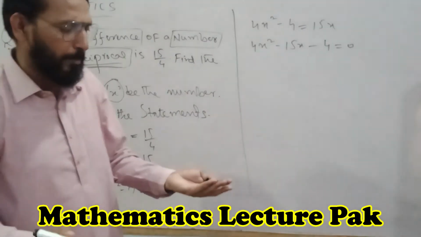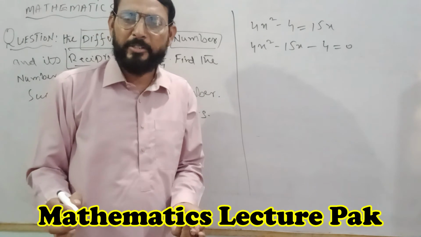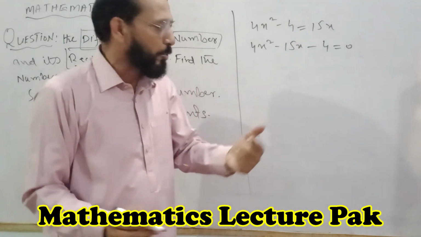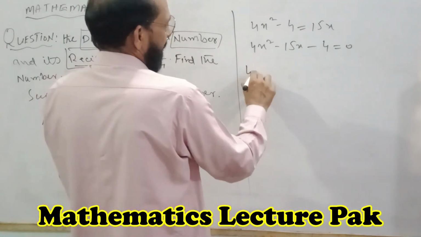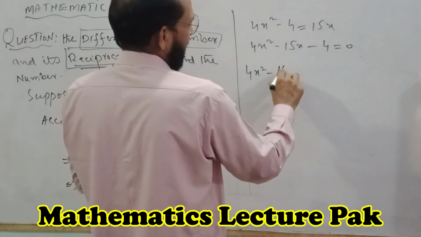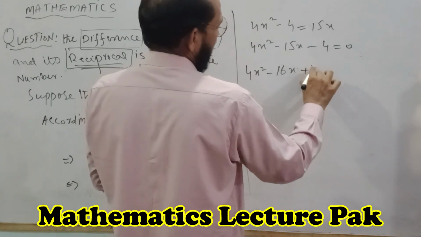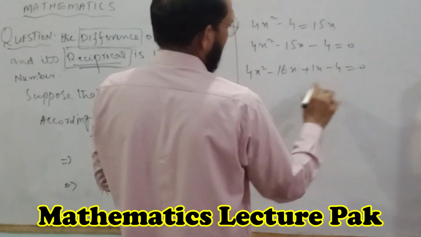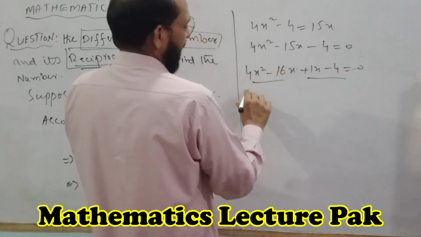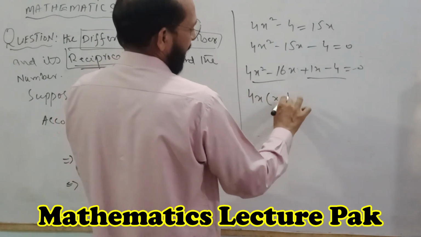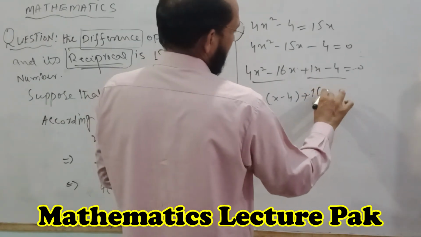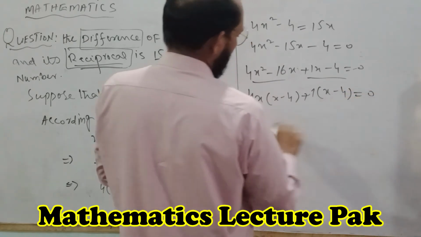You know that to solve the quadratic equation, first of all, the first process of the question is factorization. Okay, so factorization process is this. We can take as the factor 16x plus 1x negative 4 is equal to 0. Okay. We take as the two factors x negative 4 and the 4x plus 1, x negative 4 is equal to 0.